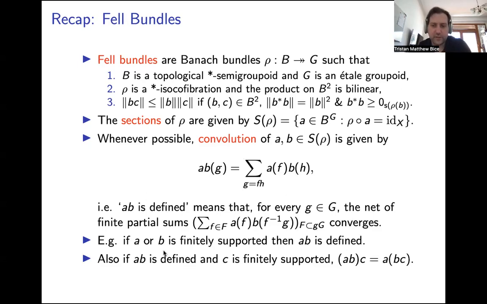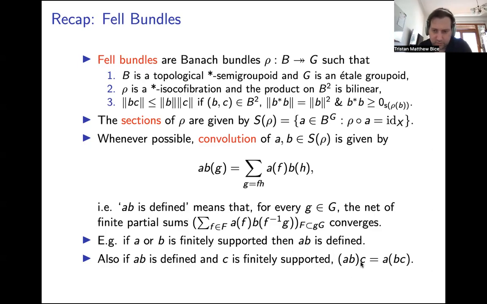We also showed, I think just towards the end, a certain restricted form at least of associativity for sections. So if the convolution of A and B is defined in this sense I just mentioned, and we have some extra finitely supported section, then you can indeed show that it doesn't matter which way we take the product, right? And that indeed both of those are actually defined.